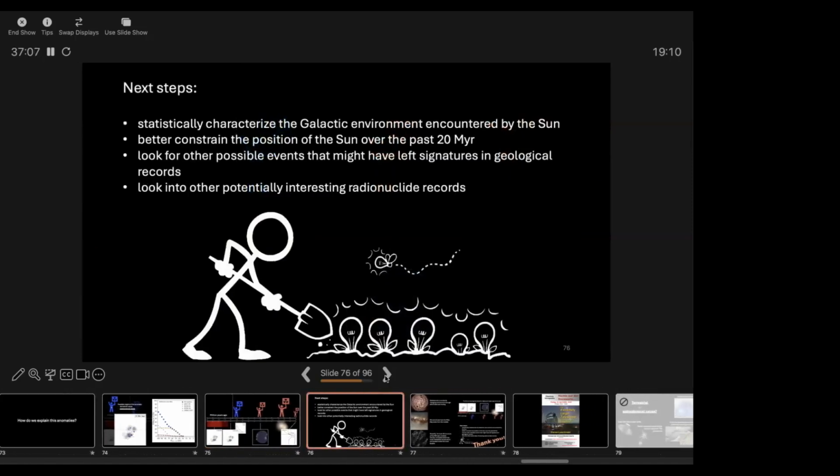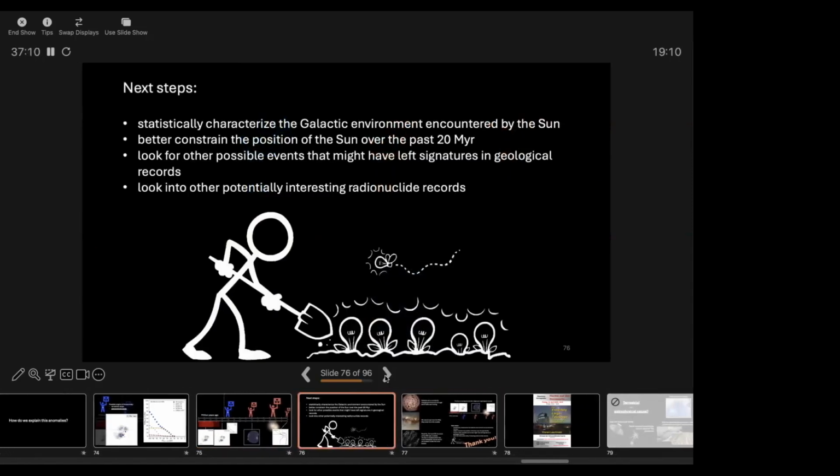And then I'm almost done with the talk, so I was just going through the next steps that we are thinking about. The idea is that we want to statistically characterize the galactic environment that is encountered by the sun. Since we know that we cannot go back a lot in time, just 20 million years, the next step will be to try to answer a question, for example, how many times does the sun go through a given density in one full orbit around the galaxy?